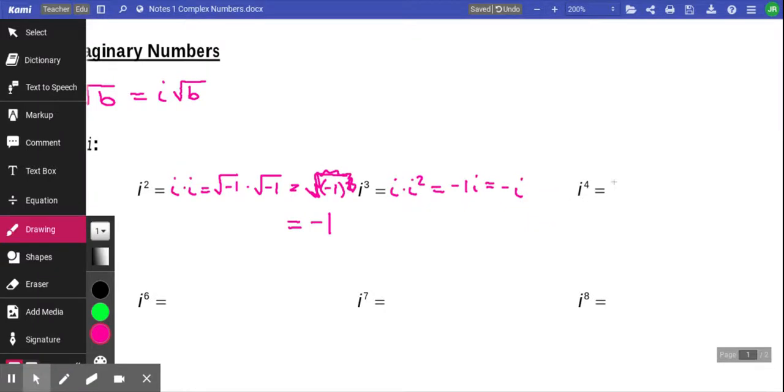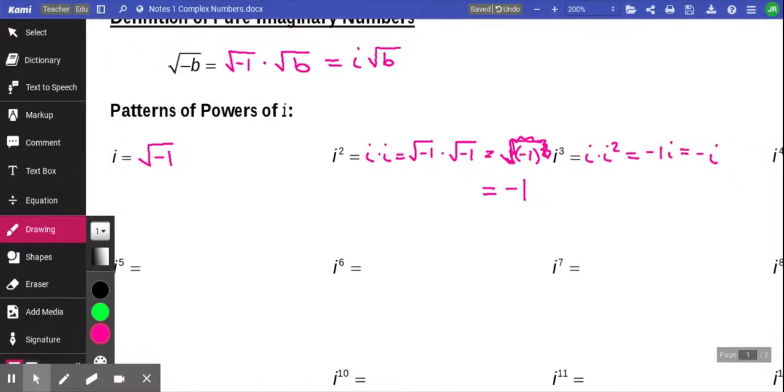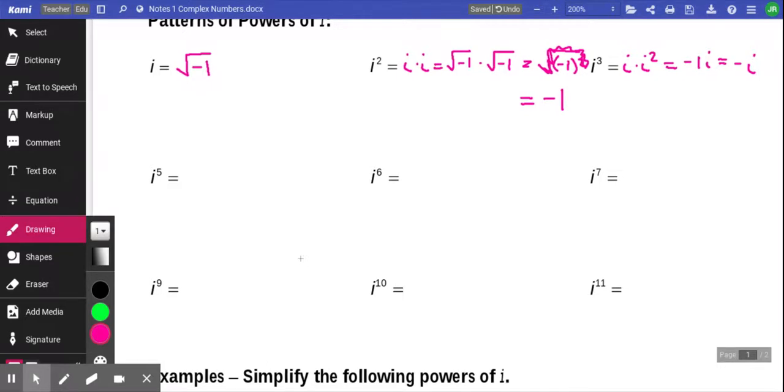If we have i to the 4th power, we could rewrite that as i squared times i squared. And i squared is negative 1. So this is negative 1 times negative 1, which actually gives us another real number of positive 1. So if we have i to an odd exponent, we're going to be working with imaginary numbers, but if we take the imaginary number i and raise it to an even exponent, it actually takes us back to the real numbers.